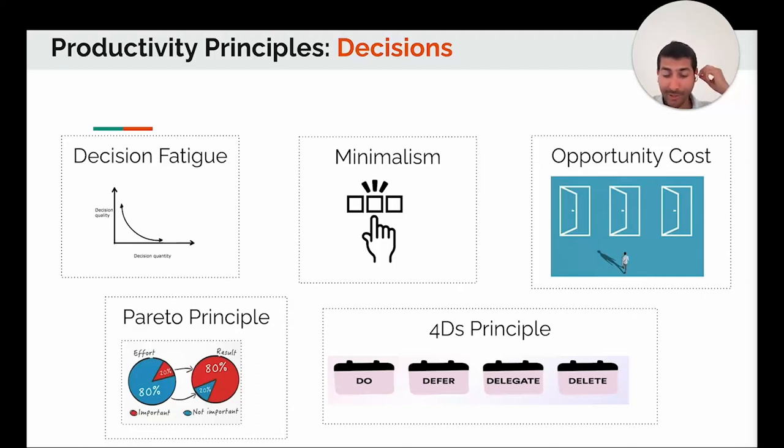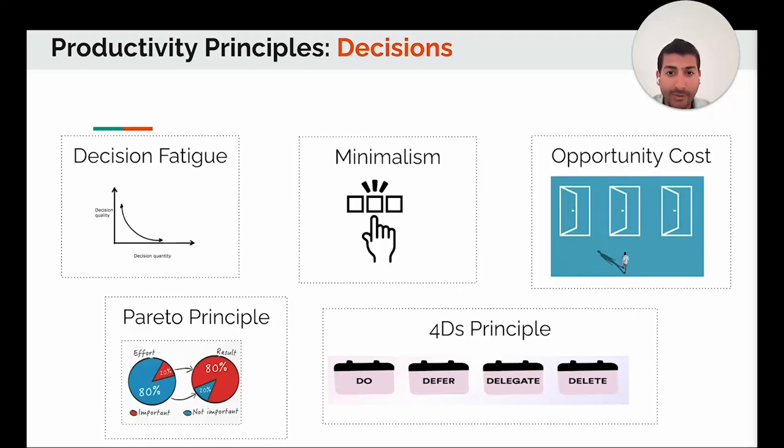Next up is opportunity cost, and this is one of my favorites. Though it's originally an economic principle, opportunity cost is definitely relevant in the context of productivity as well. It states that there is a cost, that is potential benefits lost, associated with choosing to do one task over the other, right? And so recognizing that the time spent on one task is time taken away from another can help you make more informed decisions as to how to allocate your time.